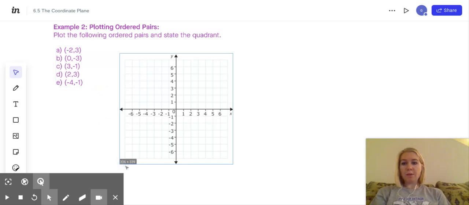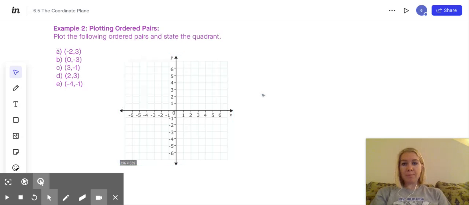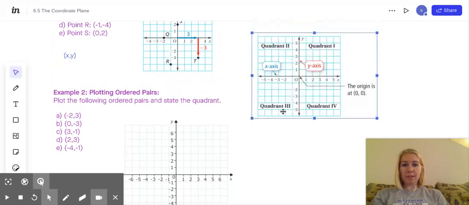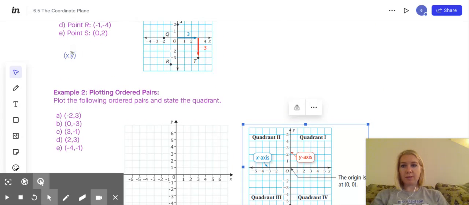Okay, also just ignore this little 336 times 339. I just grabbed this image off the internet, so just ignore that. I'm just going to grab a couple tools for us to use for reference here.